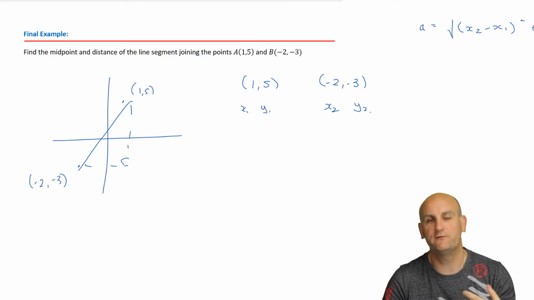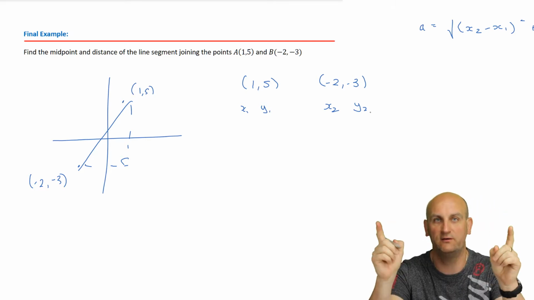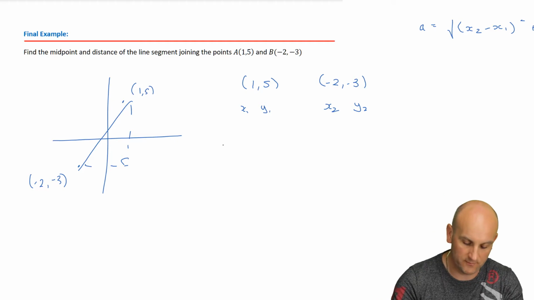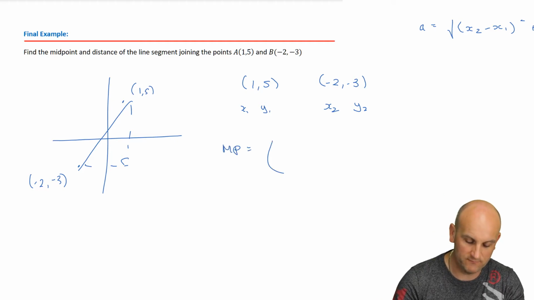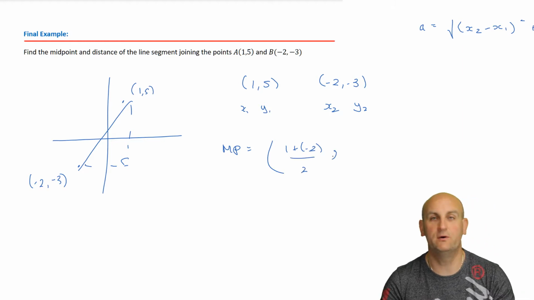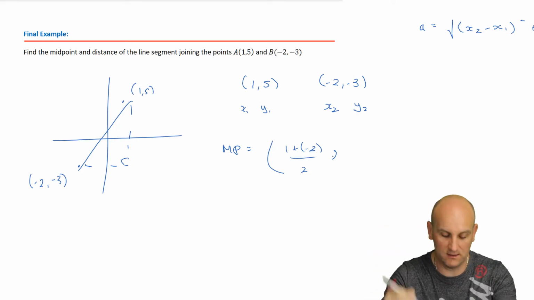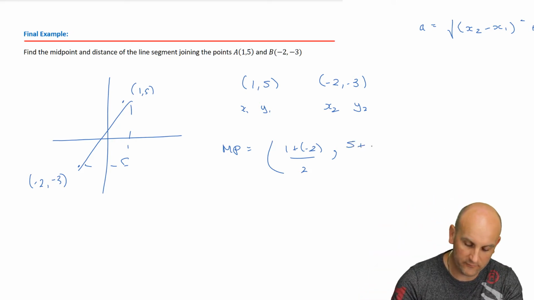Well, the first thing we're going to do is find the midpoint. How do I do that? I take my two x values, add them together, and halve them. So writing MP for midpoint, I'm going to do 1 plus -2 divided by 2. And how do I find the midpoint of my y values? Add them together and halve them again. So 5 plus -3 all divided by 2.